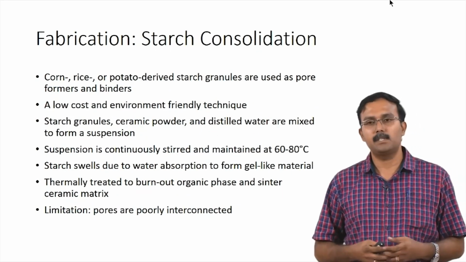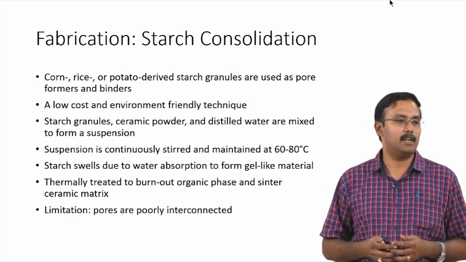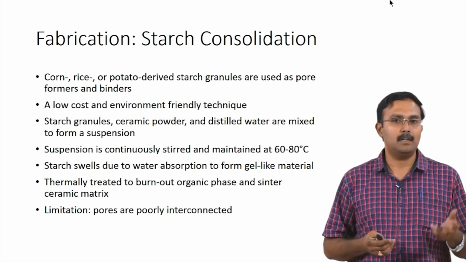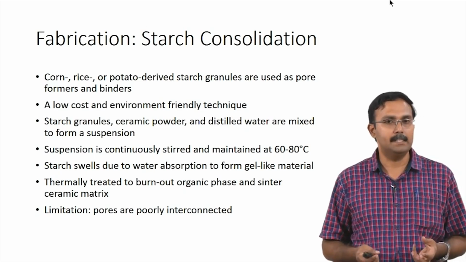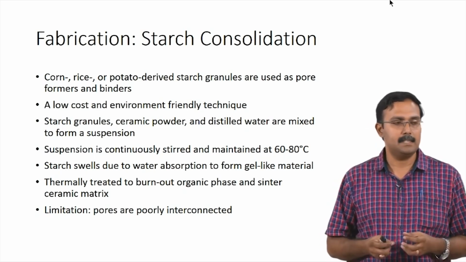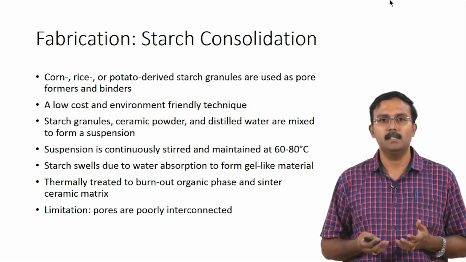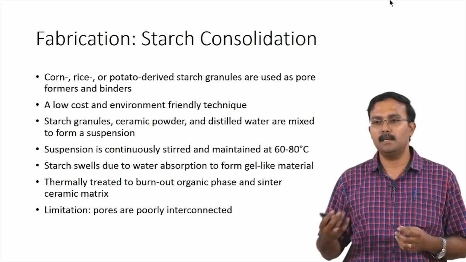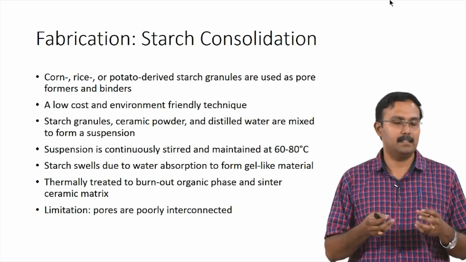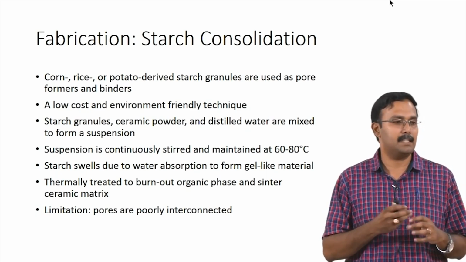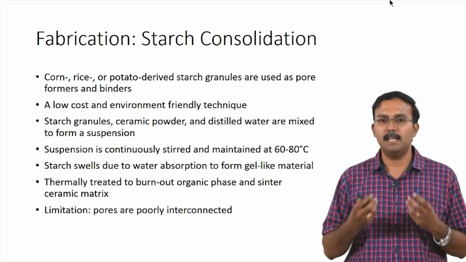Another technique which is used, which is an eco-friendly technique, is the starch consolidation technique. Corn, rice or potato derived starch granules are used as pore formers and binders. The starch granules, ceramic powder and water are mixed to form a suspension, and the suspension is continuously stirred and maintained at 60 to 80 degrees Celsius, and finally these are cast where the starch starts swelling, because starch can absorb a lot of water and forms a gel like material.